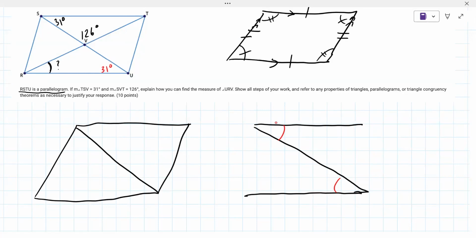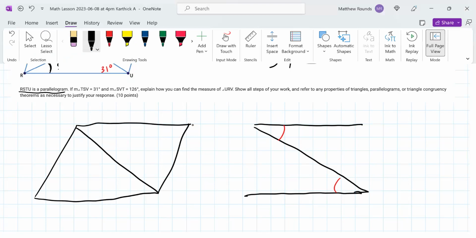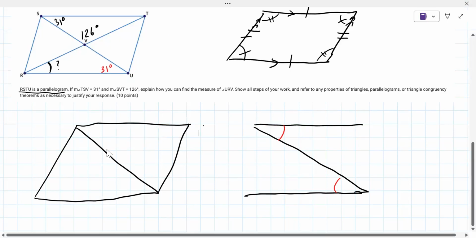Does that make sense? Then using that 31 degrees, they're trying to find URV. I feel like there's a term for that, but I don't remember. Wouldn't you use CPCTC to prove that angle R, or angle URV, is also 31 degrees?